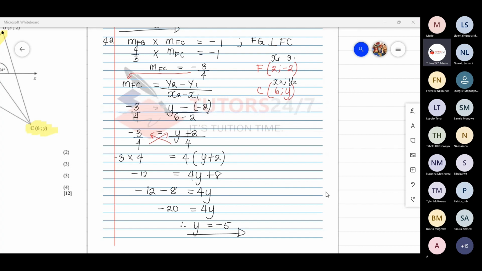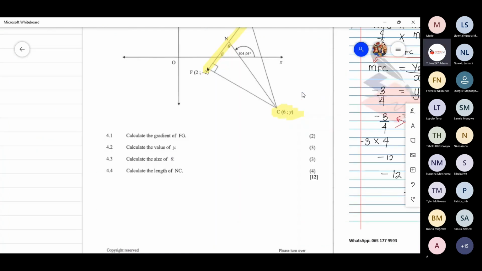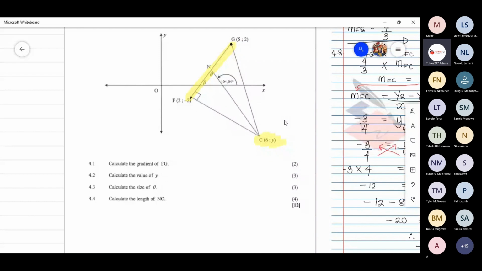Okay, can you please repeat the question? Okay, so our question was to calculate the value of y. So we needed to now calculate this value of y. As you can see, y is the y value of point C. And if you notice, F is at a 90-degree angle. So that means, and it was previously stated, that GF is perpendicular to FC.